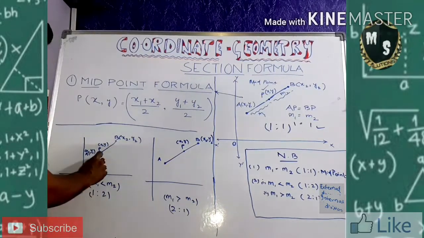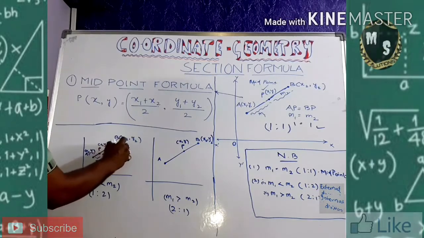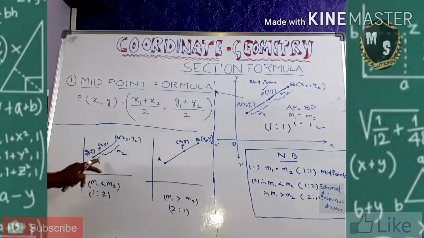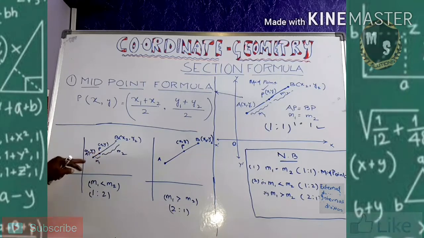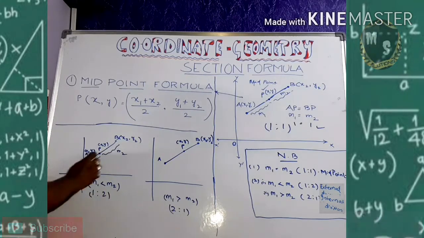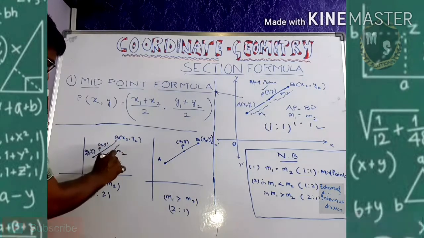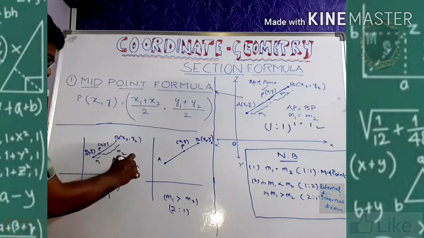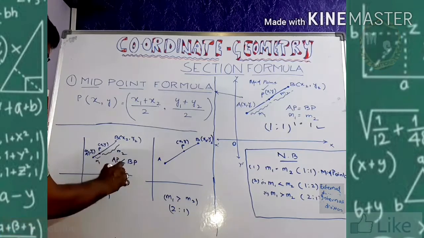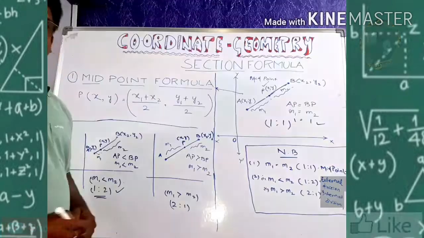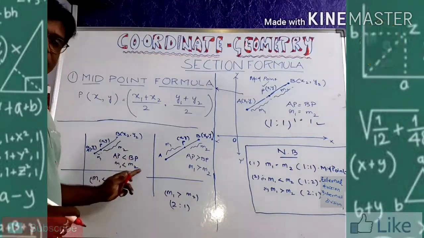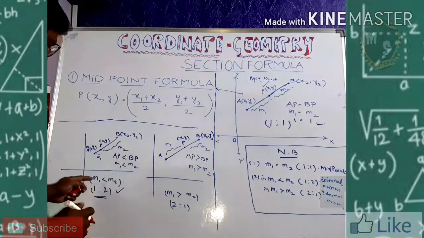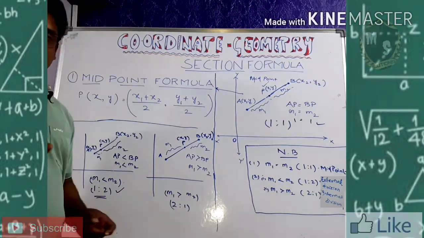So AP is M1, and BP is M2. So the line is divided in the ratio M1 to M2. So what is the ratio here? When the point is towards A, M1 is less than M2. This AP is less than BP, so M1 is less than M2, and it is in the 1:2 ratio.